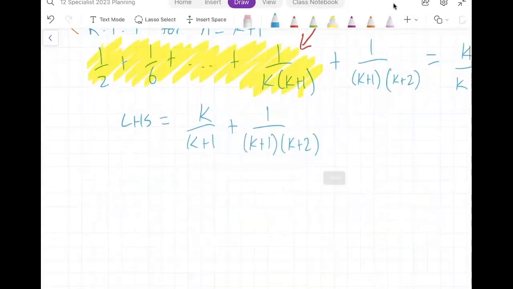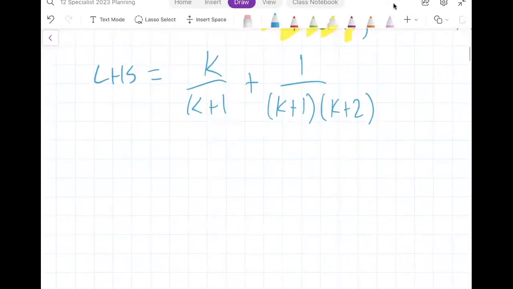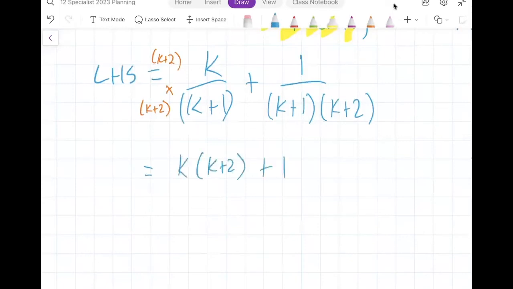Now, if I try to do some algebraic manipulation to this equation, when I have split fractions, normally a good step is to make them all over the same denominator. You can see here is k plus 1, so I can simply multiply top and bottom by k plus 2. Then I can put everything over the same denominator. So if I go ahead and do that, my left-hand side is going to equal k outside of k plus 2, plus 1 from my other fraction, over k plus 1, k plus 2.